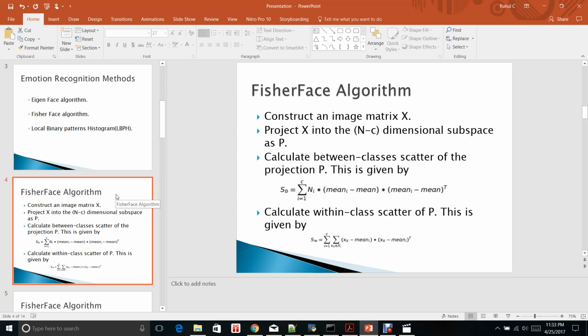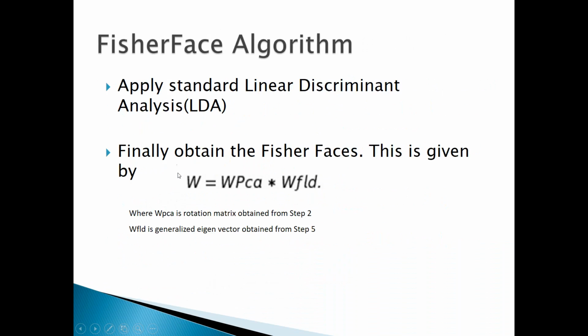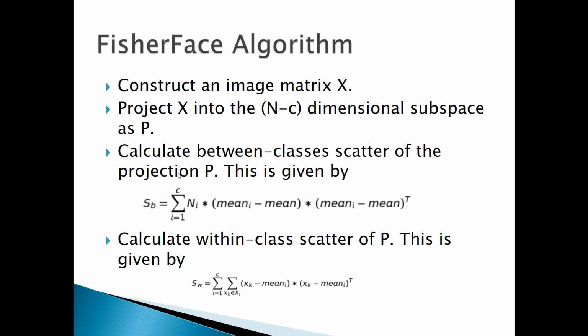So the first step in the Fisher face algorithm is to construct an image matrix. First we'll be constructing an image matrix X where each column of this matrix represents an image. Each of these images is assigned a class in its corresponding class vector, say C. The next step is to project this image matrix into the N minus C dimensional subspace as P, where the rotation matrix W_PCA is identified by the principal component analysis method.